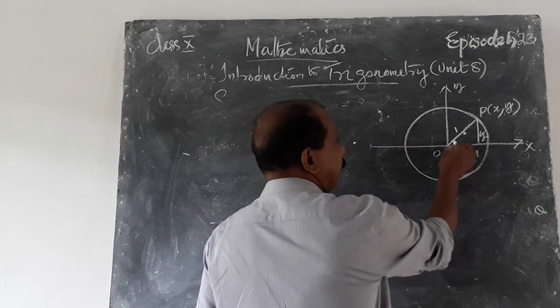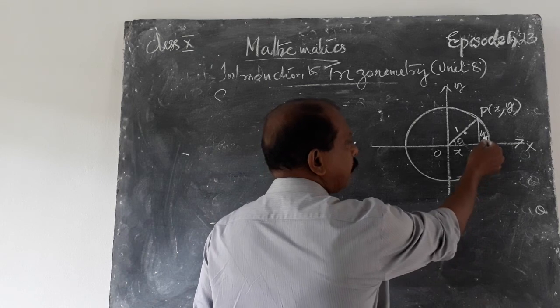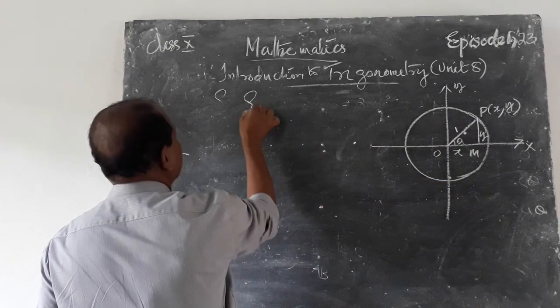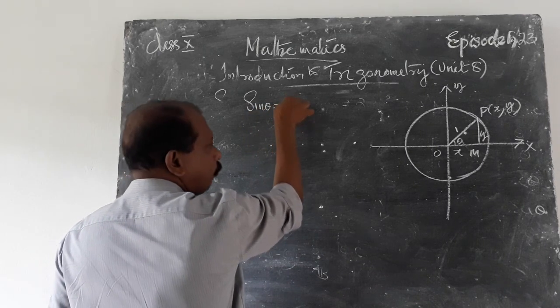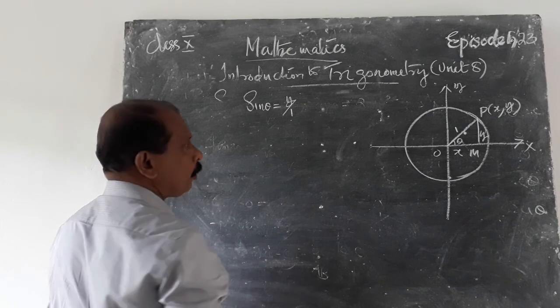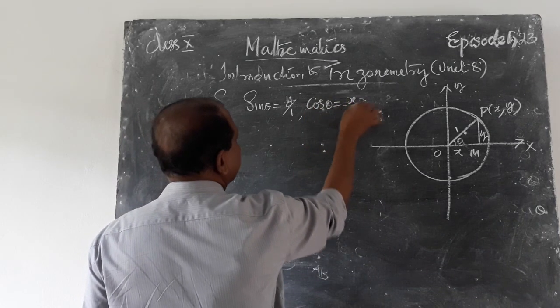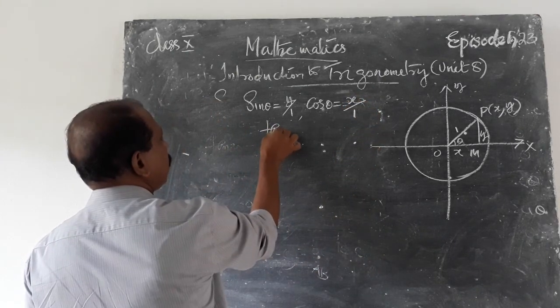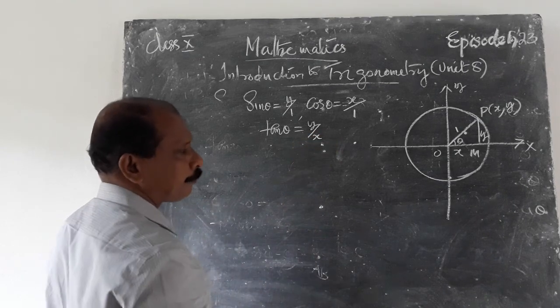Then, this angle is theta. Therefore, what is sin theta? Opposite side by hypotenuse, that is sin theta. Y by 1, since the hypotenuse is 1. Cos theta is x, adjacent side by hypotenuse, and tan theta is opposite side by adjacent side.